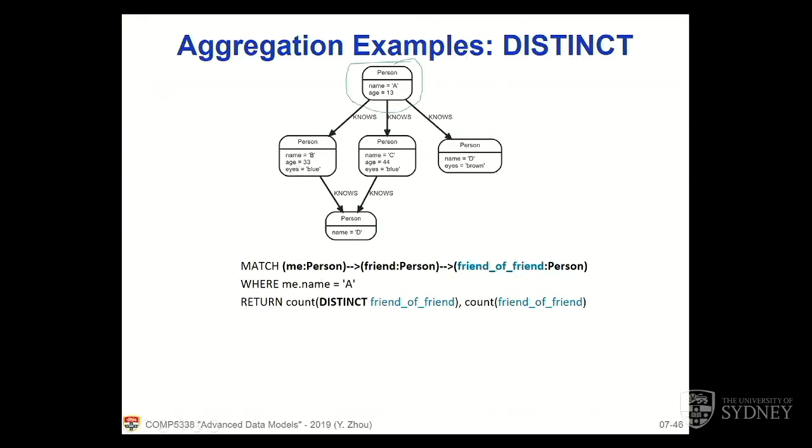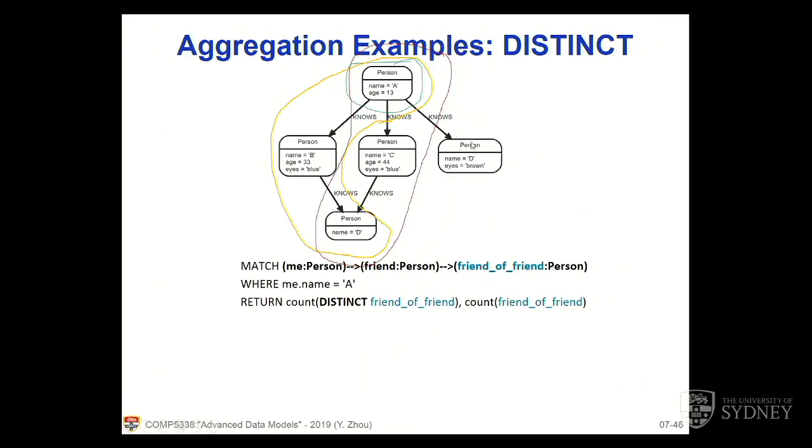When we have this pattern, it actually matches quite a few things. First, we find this person, where name equals A, and this person. And then we do the matching. That's one match, right? That's one path that matches this friends and friends of friends. And then we have another path, again with this person and the friends, and then this is the friends of friends.